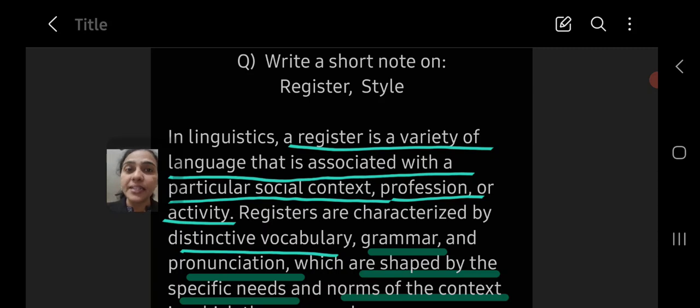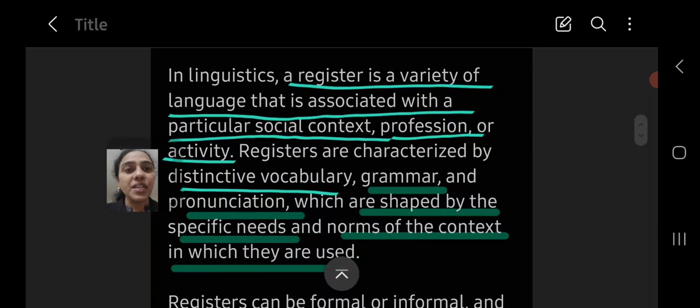It will be different in each of the registers. The pronunciation is shaped by the specific needs and norms of the context in which they are used. I'll give you a best example, right? Listen to the word address. How do you say it? Come on. Is it address?